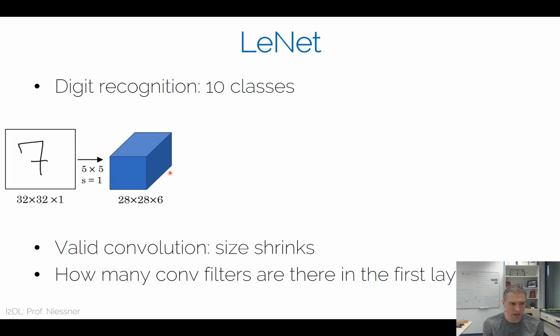Okay, so we established that we have a convolution, we shrink the size a little bit, and in this case we have 6 convolutional filters. Trick question: how many weights do we have here? Well, we have 5x5 weights in terms of filter weights per kernel. We have a bias, so it's 5 times 5 plus 1, so we have 26 weights per filter. And we have 6 of them together.